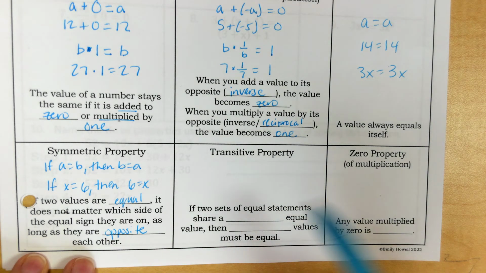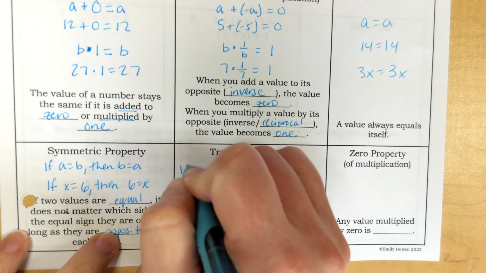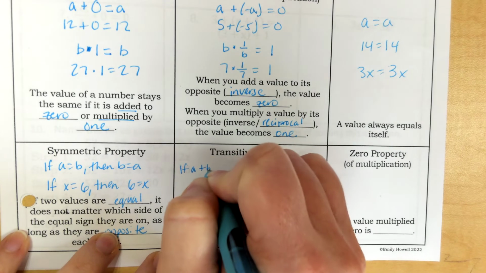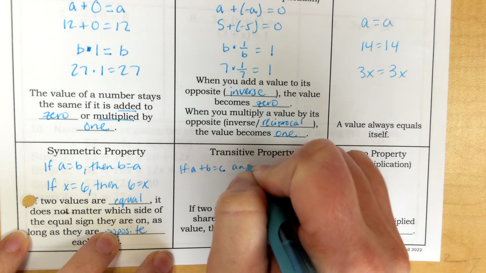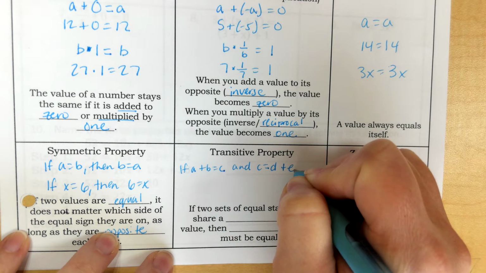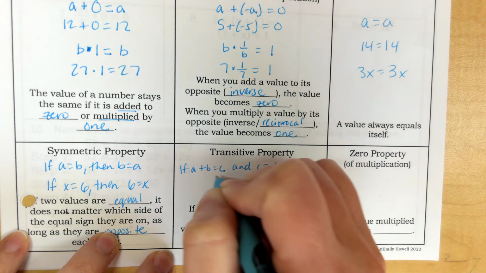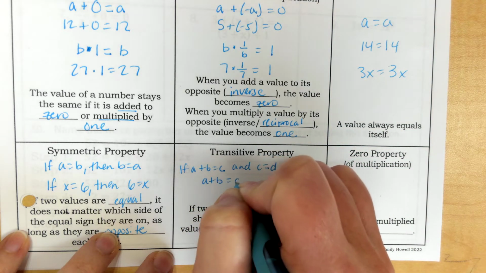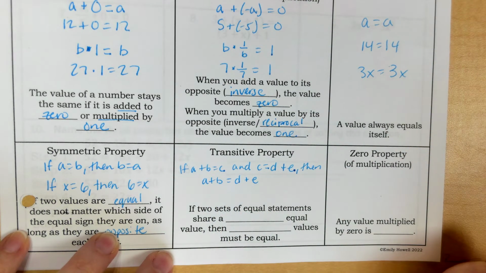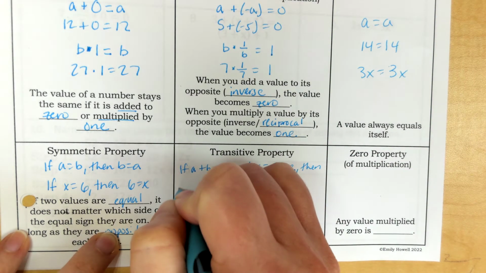So then we have the transitive property, and this one sounds more complicated than it really is, but if A plus B is equal to C and C is equal to D plus E, then we can say that A plus B is equal to D plus E. And so basically, let's try this with numbers. It might make it a little bit simpler to understand.